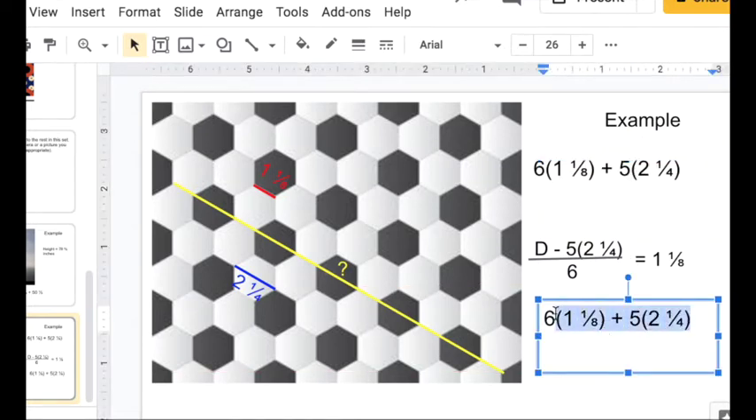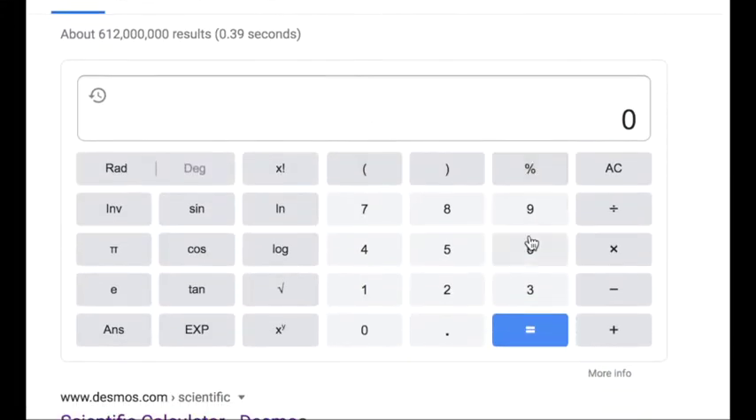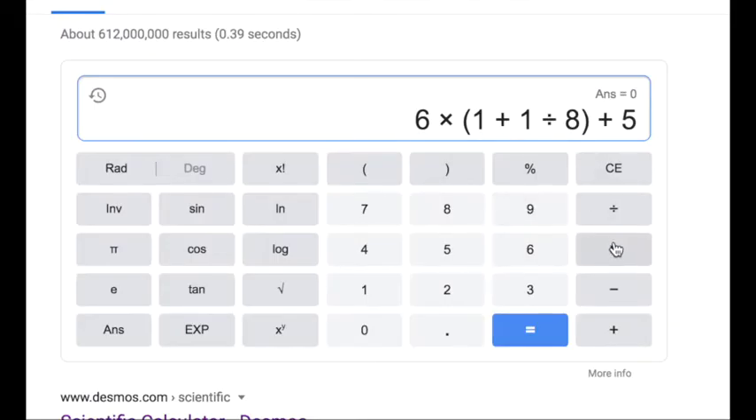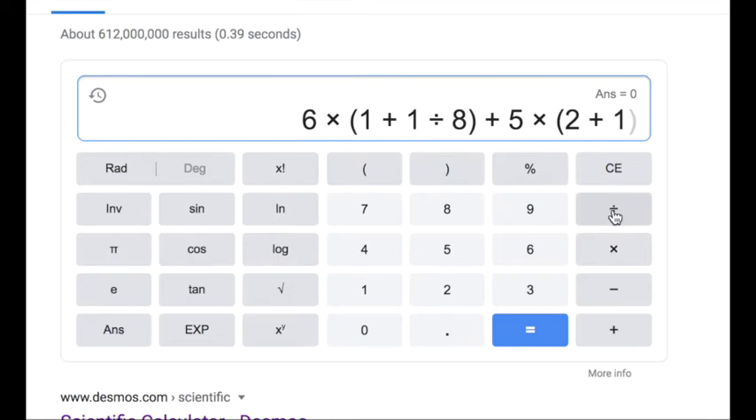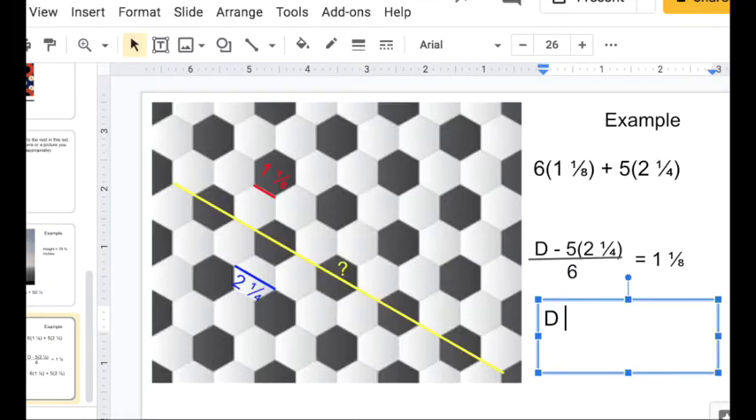So if I do the math here, six times one plus 1/8, plus 5 times 2 1/4 equals 18. All right, interesting. Whole number. Distance equals 18.